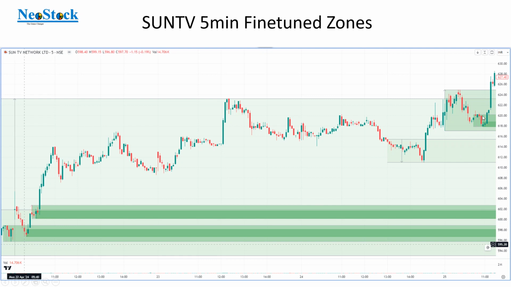And see here, we have a drop, 2 base candles and a rally candle. Drop, base, rally. This is the fine-tuned 5-minute zone. But anyway, Sun TV, we did not get any trade today.